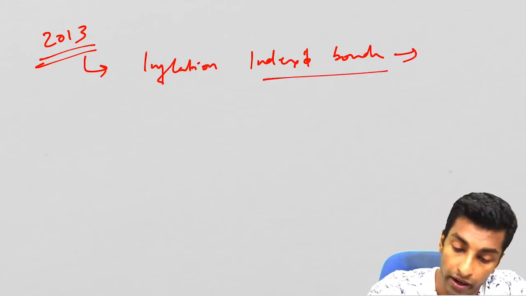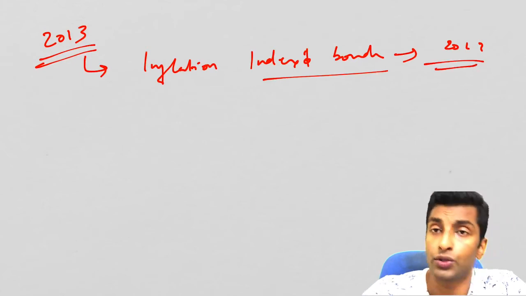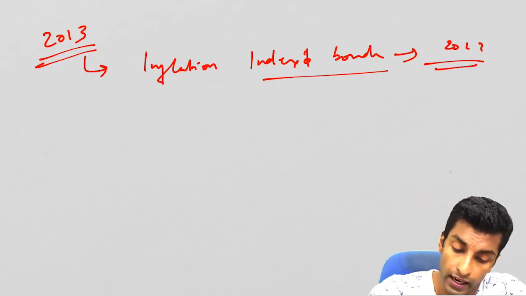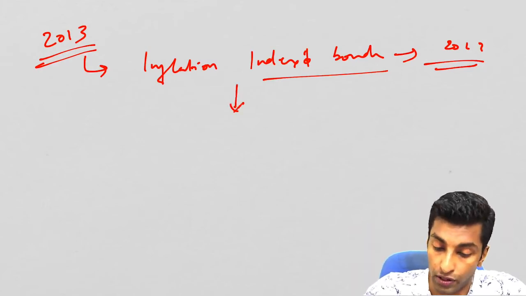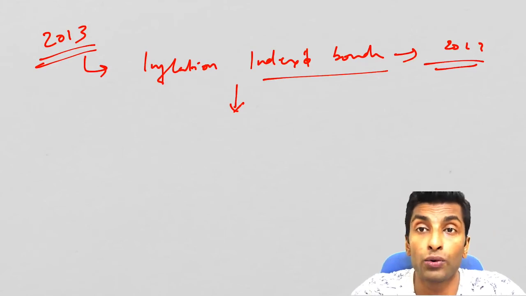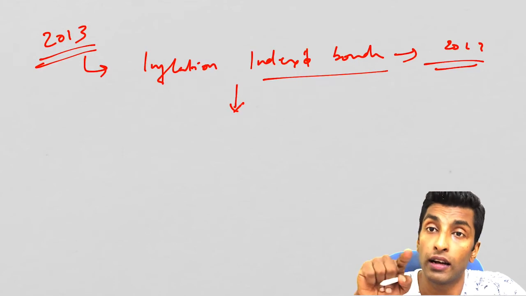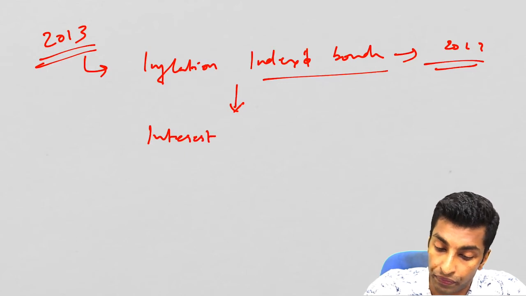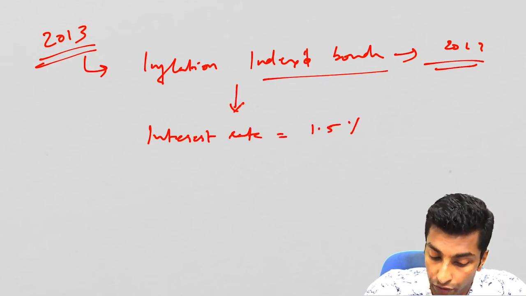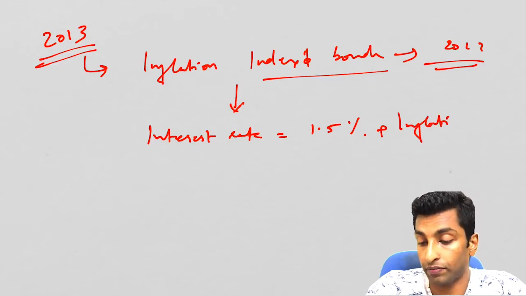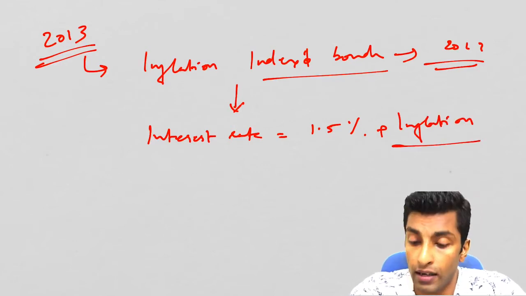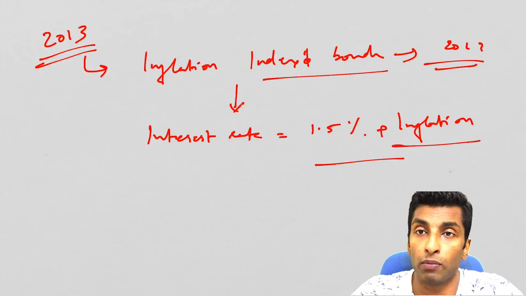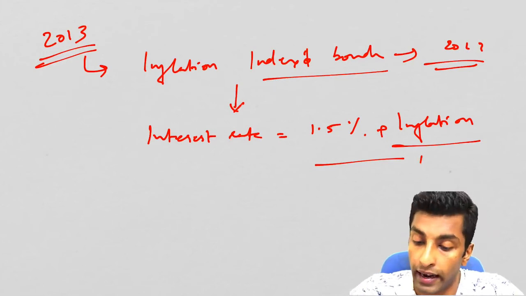In 2013 the government introduced inflation indexed bonds. Here inflation is adjusted, which means there will be an increase in the real interest rate. As I've told you, bondholders, the creditors, will lose during inflation, right? So here the interest rate on these bonds equals 1.5 percentage plus the inflation rate. So let's say 10 percentage is the inflation, then 11.5 percentage will be the yield of the bond.